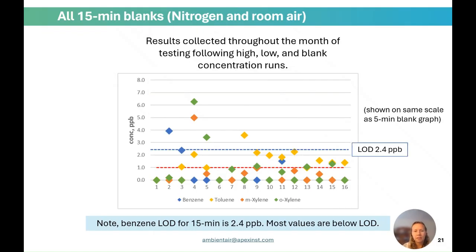Similarly, this is another combination of historical data. Instead, this is for 15-minute sampling times, again, of blanks, so comprised of nitrogen and room air. And here we're also just seeing very trace levels of VOCs present occasionally after a particular run. Note that the limit of detection here for the 15-minute sampling time is around 2.4 parts per billion. So again, most of the signal here is below the limit of detection.